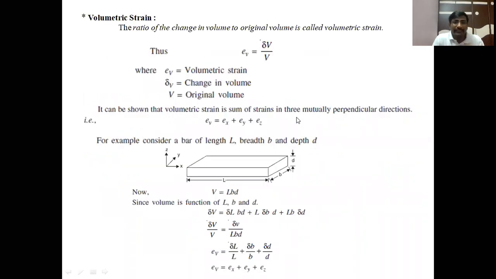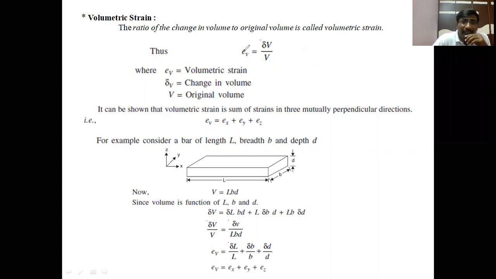Next, volumetric strain. This slide shows the volumetric strain. Already we discussed the volumetric strain in the types of strains. Volumetric strain is the ratio of change in volume to the original volume. Here the equation shows e_v or epsilon_v. Strain is represented by epsilon or small e. These two letters indicate the strain, linear strain. In this equation, e_v means the volumetric strain. The suffix v represents the volume, and e represents the linear strain or strain.